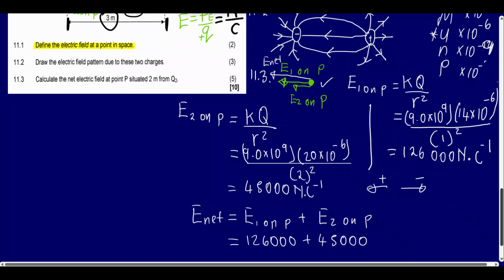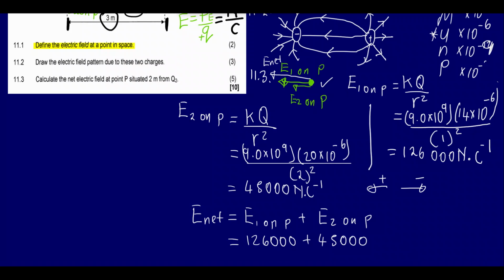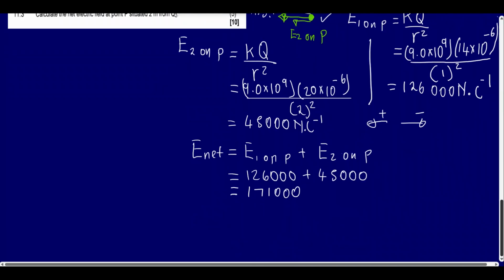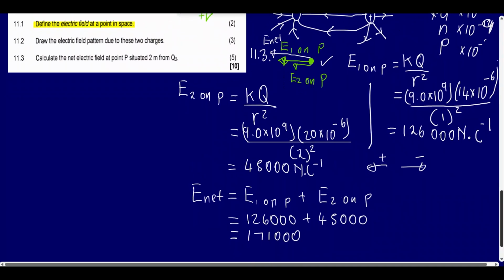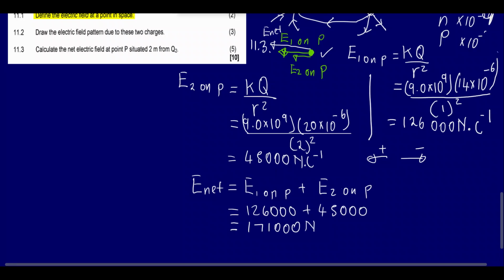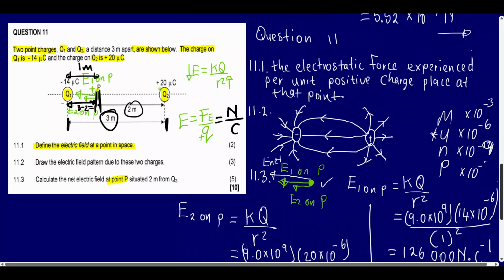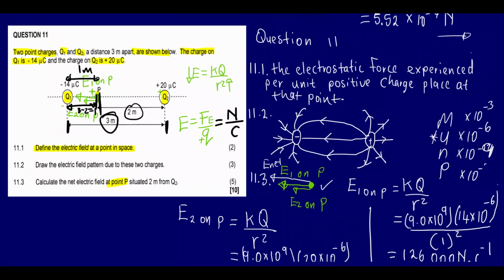Plus 45,000. So no need for Pythagoras theorem here, because these two are not at right angle to each other, but are simply parallel to each other. So we'll simply add or subtract them, right? Because they're going in the same direction, we'll simply add them. And I hope you would get that the answer is 171,000, right? So I think this video is going to end here, because we've obtained the net electric field that is being experienced at point P, right?